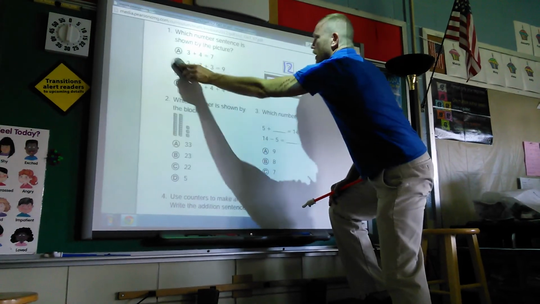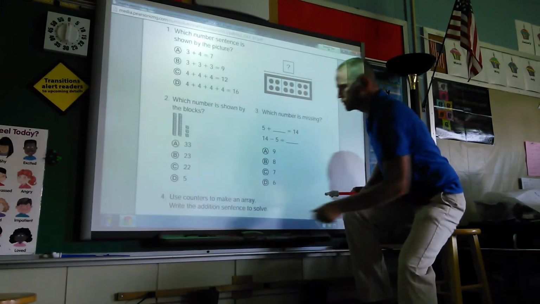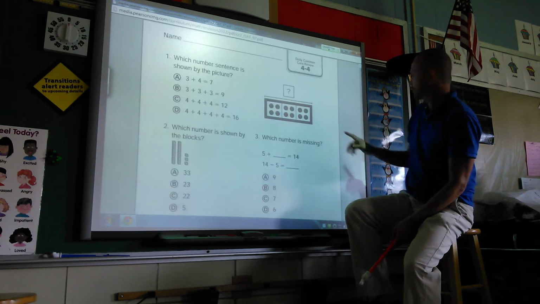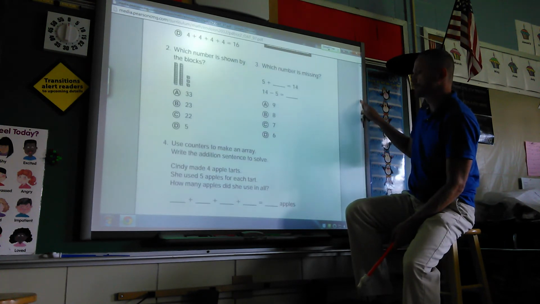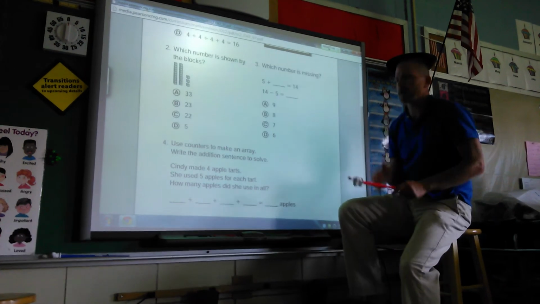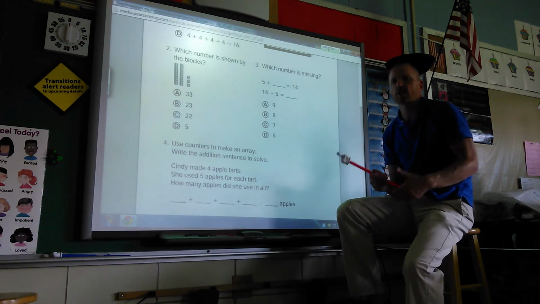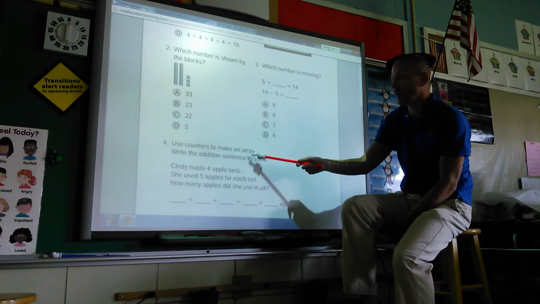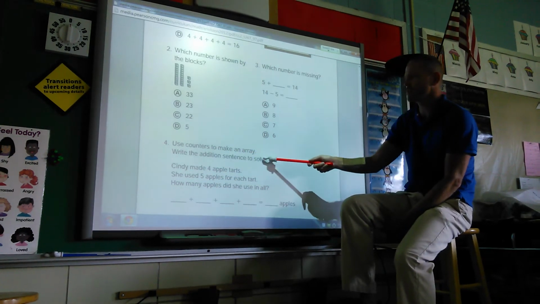Okay, I'm going to erase this last one. And we're going to move to number 4. This one is the one that takes a little bit more work, a little bit more thought process. This says, use counters to make an array. Write the addition sentence to solve.